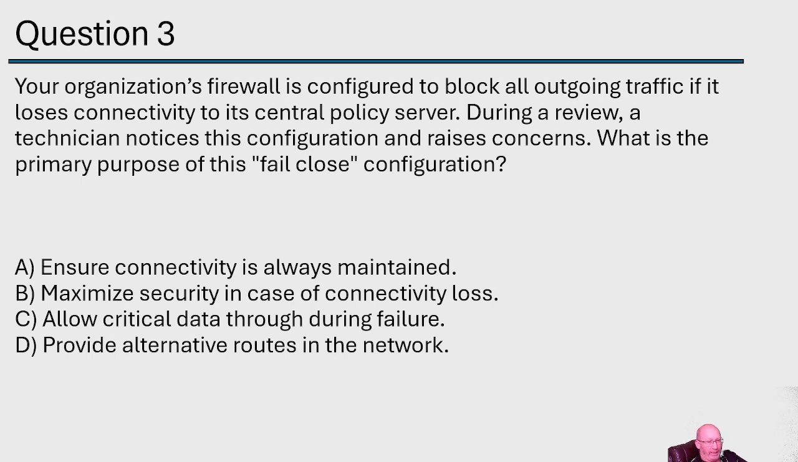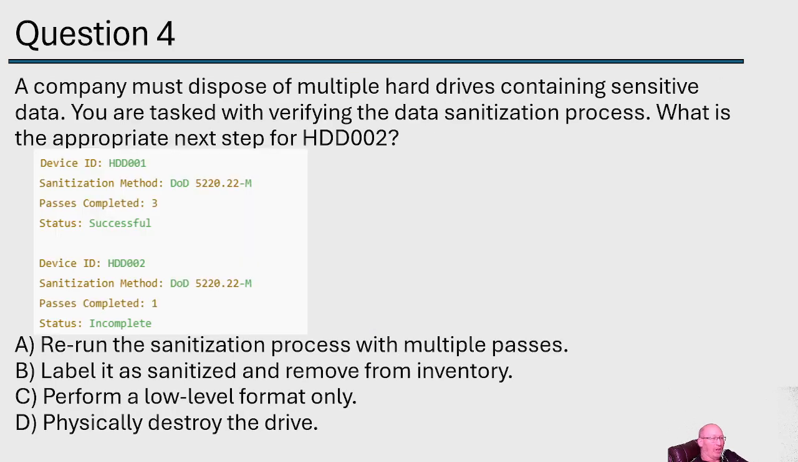C, allow critical data through during failure. No, we close it. So that can't be correct. D, provide alternative routes in the network. No, we're closing it. The only one that makes sense is B. Maximize the security in case of connectivity loss, and B is going to be our correct answer. I hope I got that one right. Did I stump you? Did I get you? All right, B. All right, question number 4.